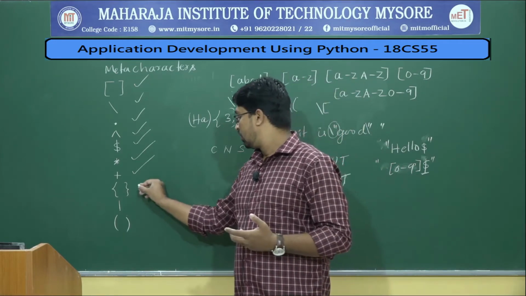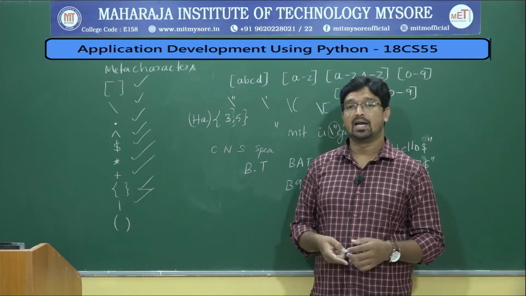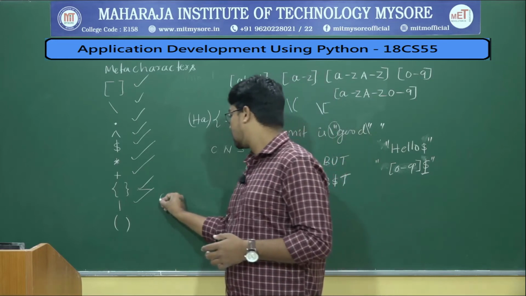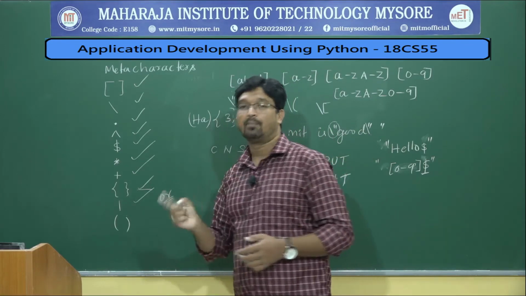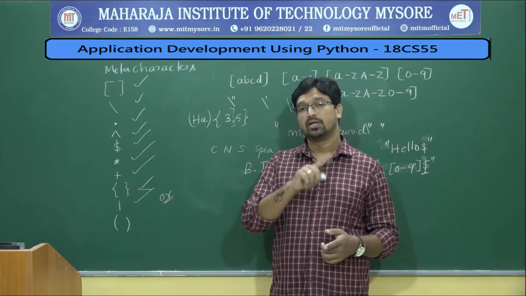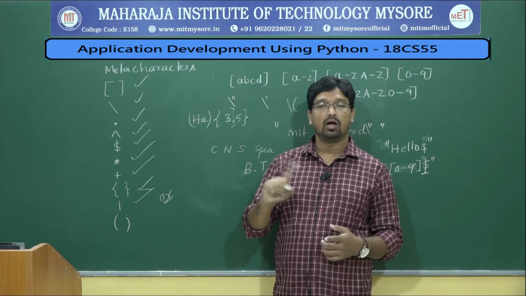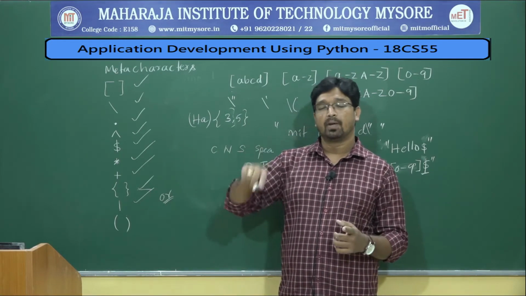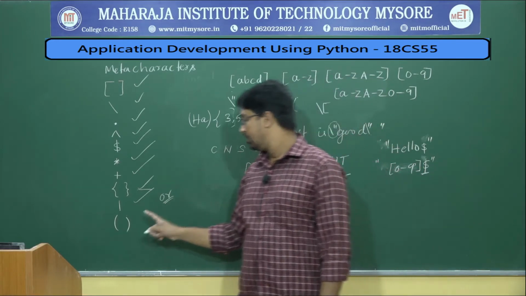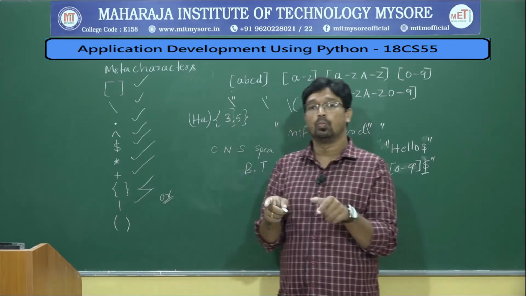Then what about the straight line, the vertical line? It indicates either or. Piping, we have already discussed the piping concept. So it will match, let us say, hello world or hello MIT. So either hello of MIT or Mysore. So it will match any one of them. Then we have circular brackets. Circular brackets are used to create a group.